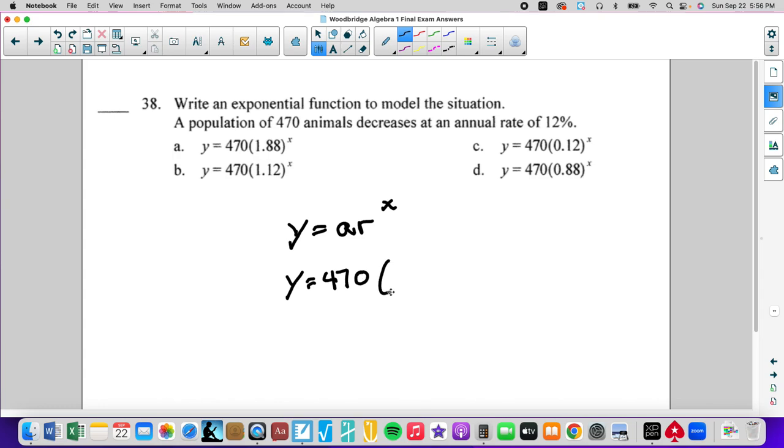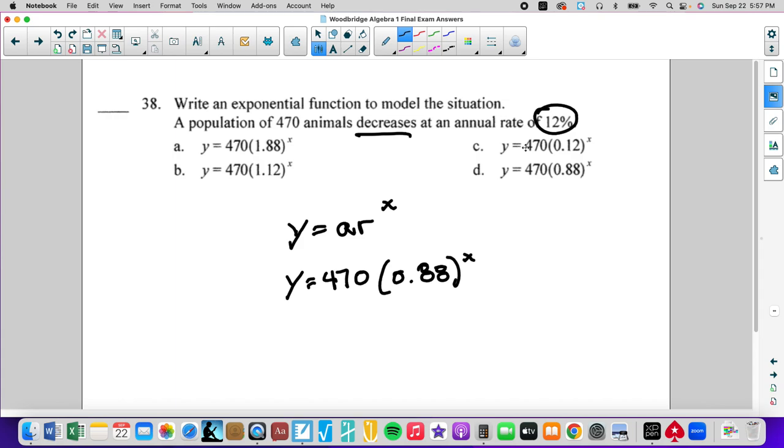And then it's my rate. Now my rate, a lot of people would do 12%, but it's decreasing. So what is my rate? It's not 12, this formula really is 1 minus the rate. So this would be 0.88 to the X, because it's decreasing by 12%. So this is how you would write it.